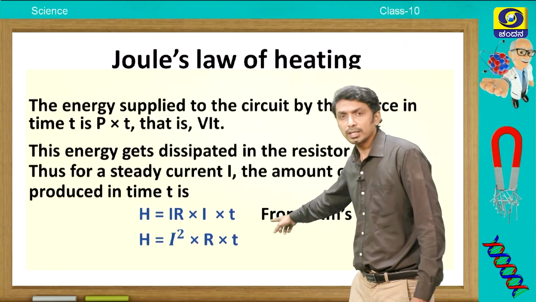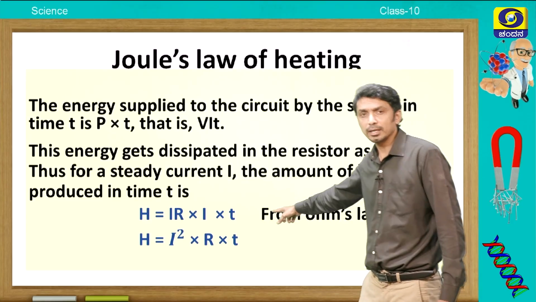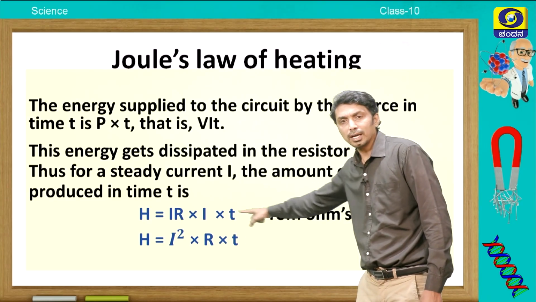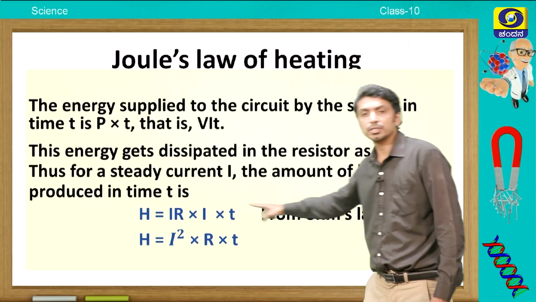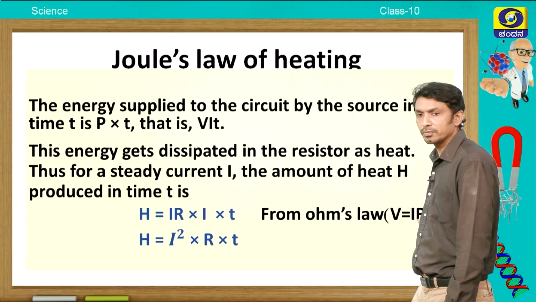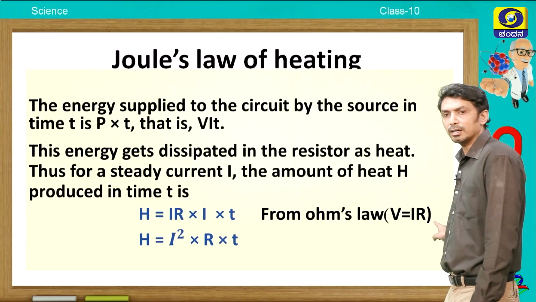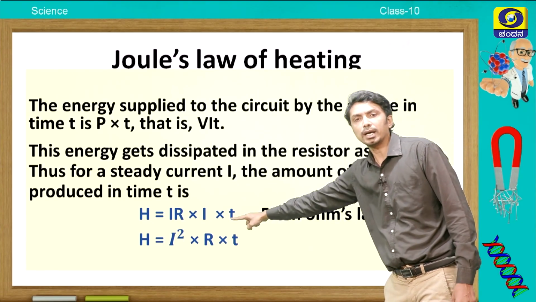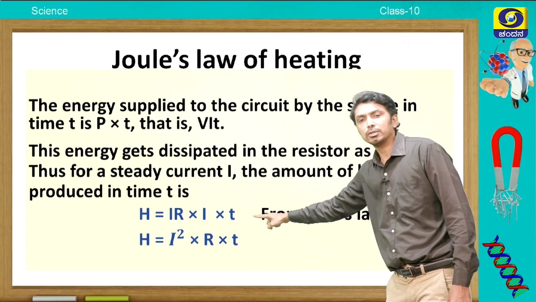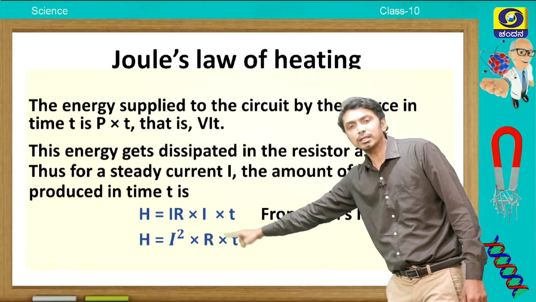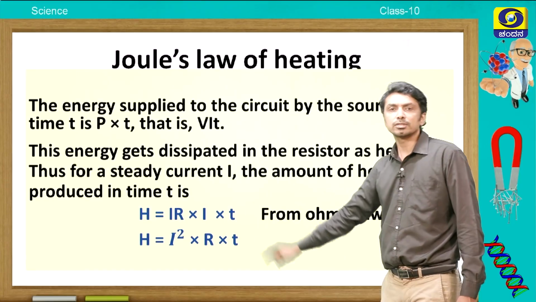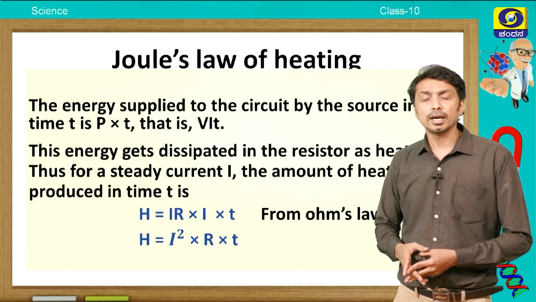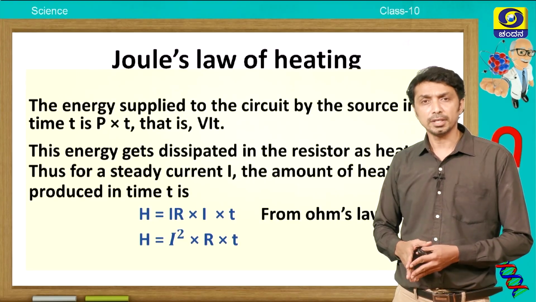And here on the right hand side, you can see we have written IR into I into T. By Ohm's law, V is equal to IR. So, in place of V, we have substituted IR, and into I into T. So, what will we get here? I into I is I square, and RT. This is what we call Joule's law of heating.